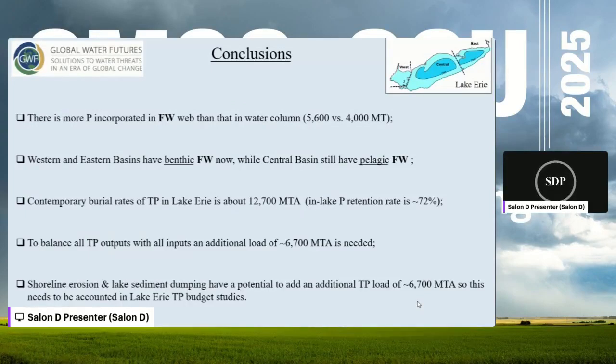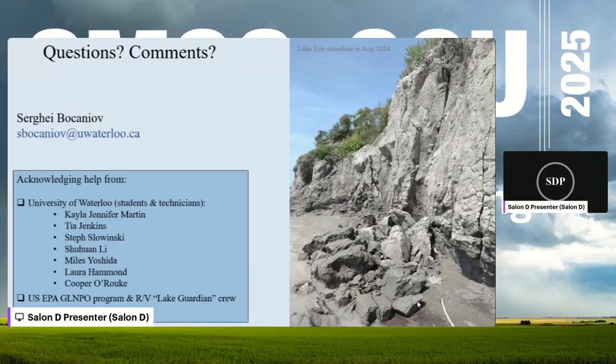And the shoreline erosion and lake sediment dumping, these two processes, are able to provide the same amount of phosphorus. And with that, I want to finish my study and thank you for your attention. Yeah. Thank you.